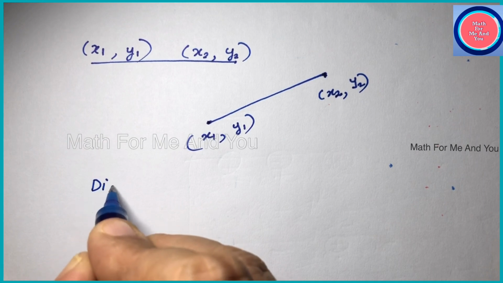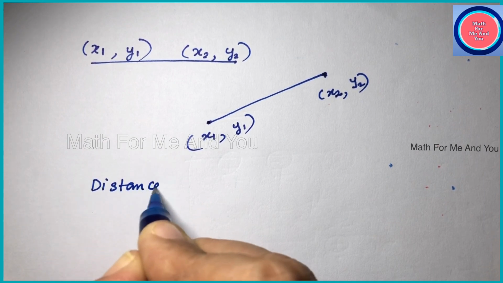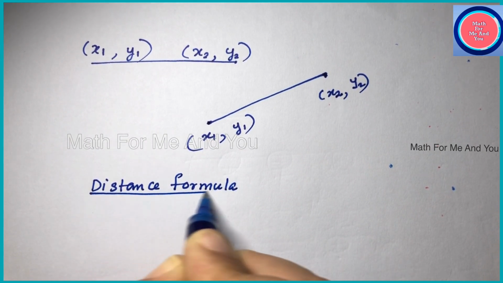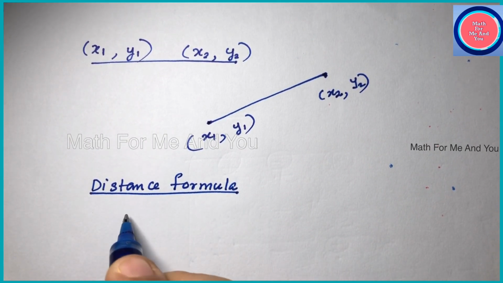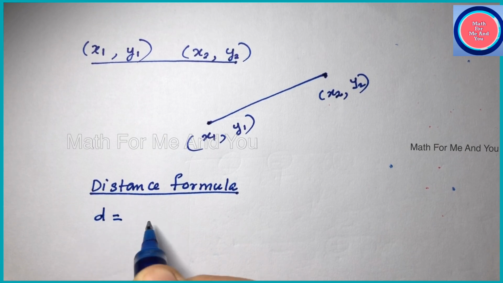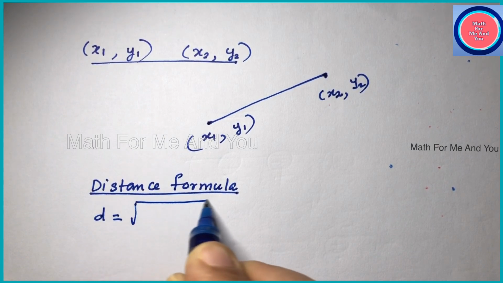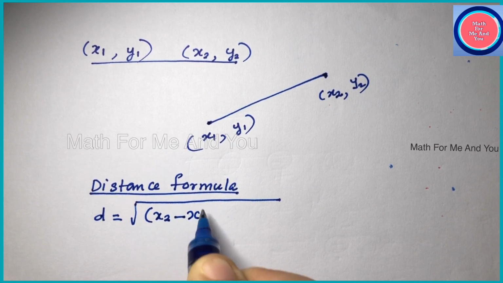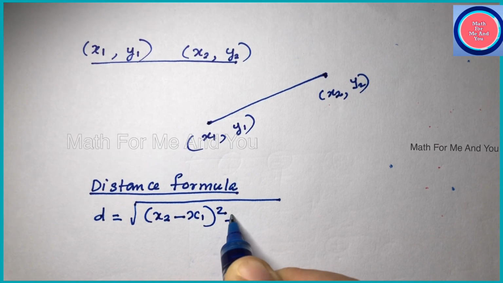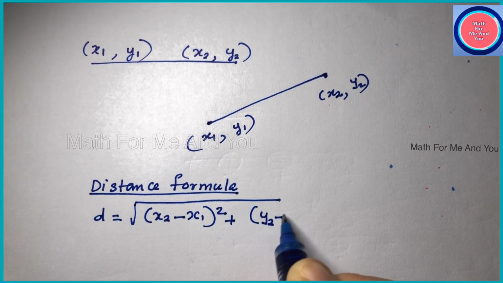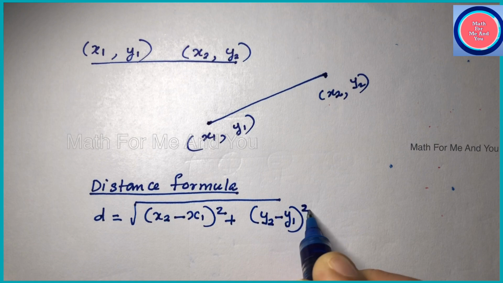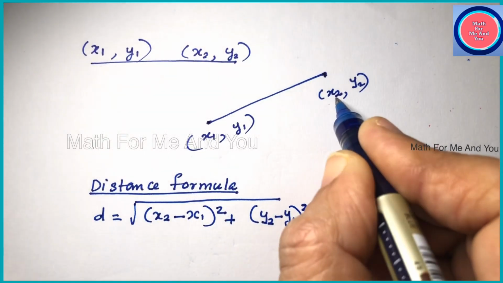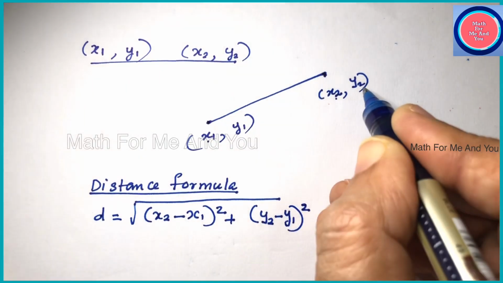You can see what the distance formula is. Here we use the letter D to denote distance, a small letter d. D is equal to square root of x2 minus x1 the whole square plus y2 minus y1 the whole square. The distance formula is under root x2 minus x1 the whole square plus y2 minus y1 the whole square.